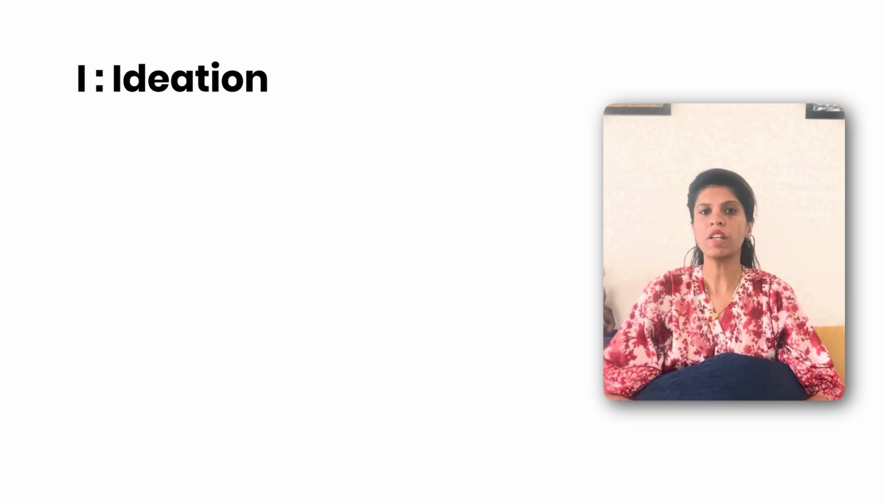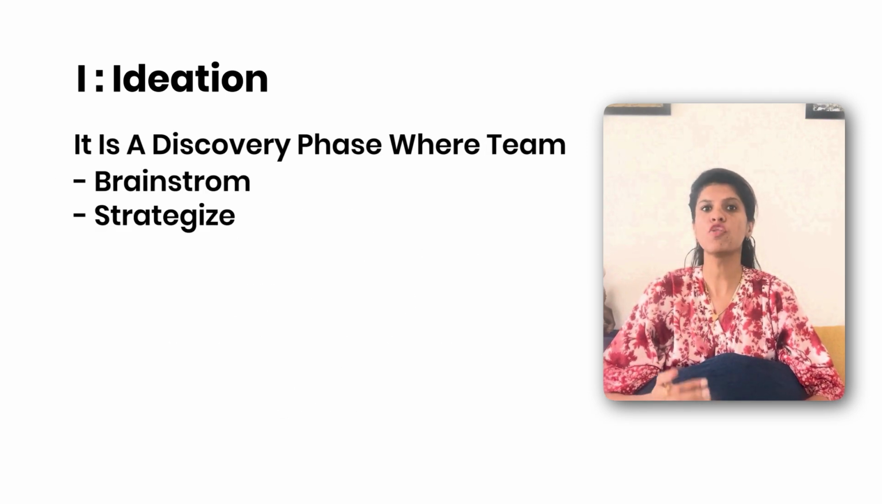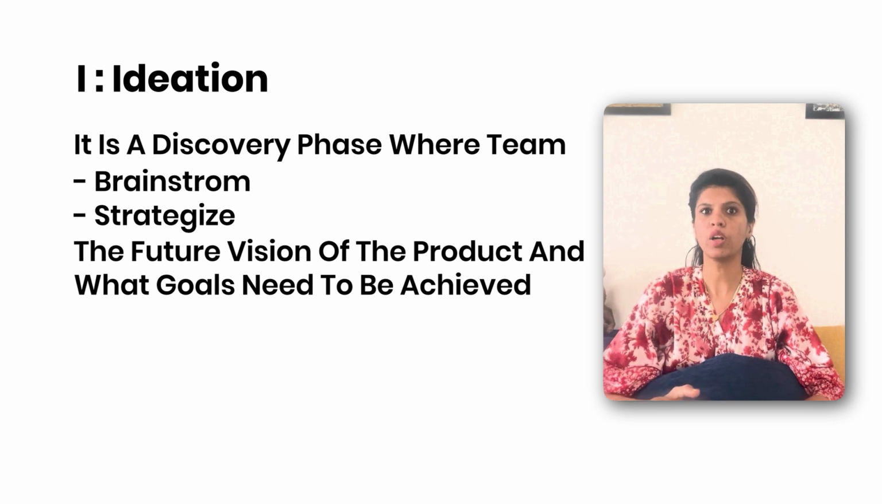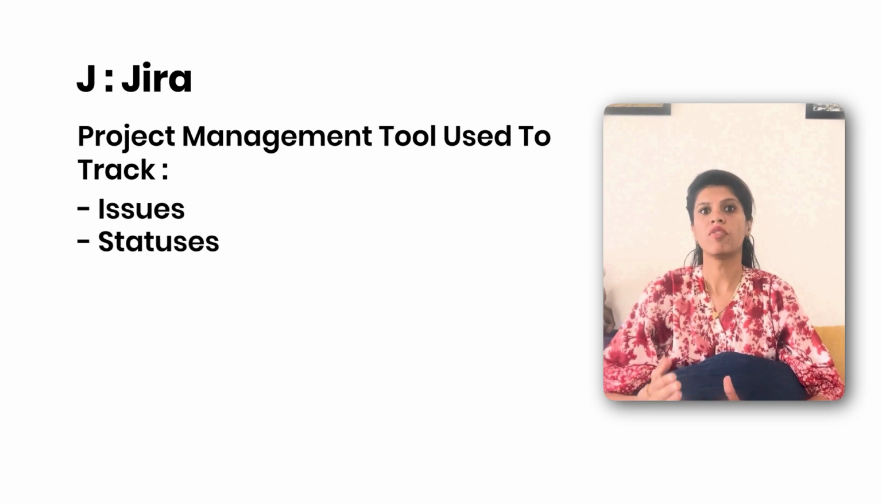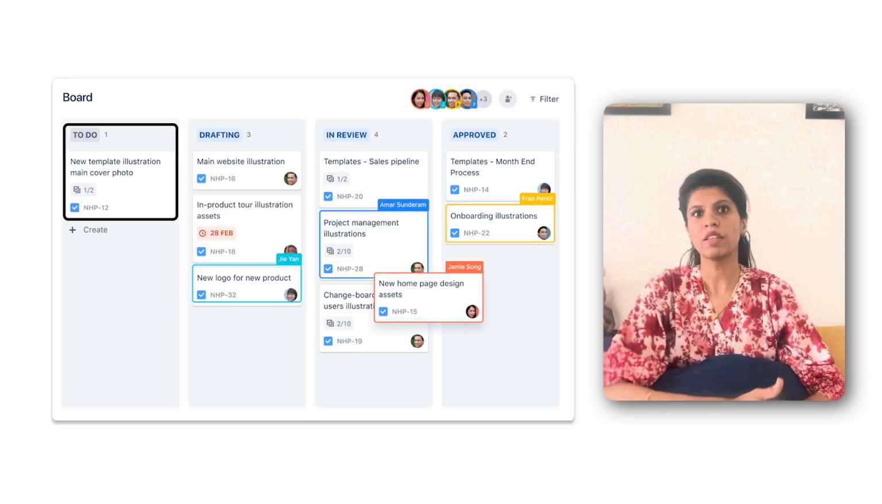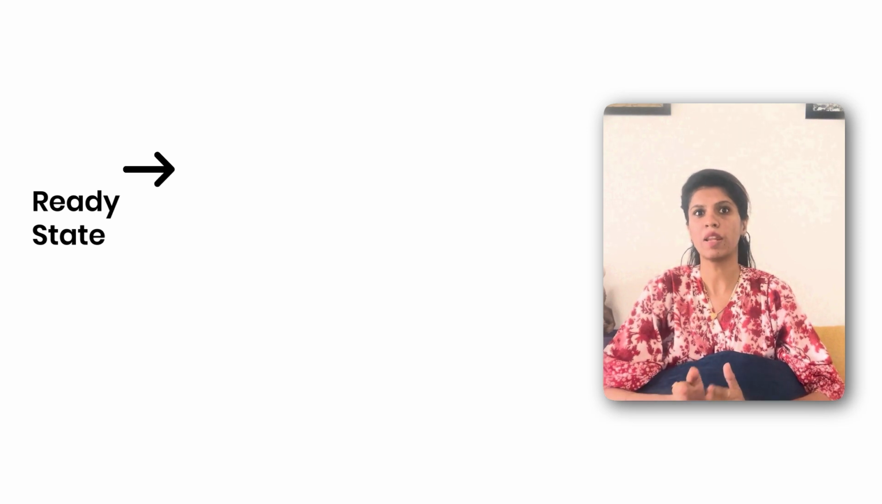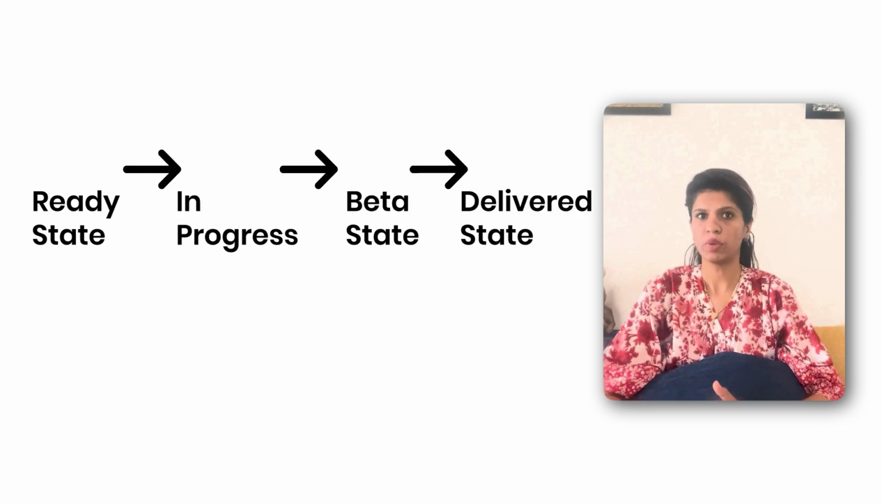Ideation. Ideation is a discovery phase where the team brainstorms and strategizes the future vision of the product and what goals need to be achieved. JIRA. It's a project management tool used to track all the issues, their statuses and all the project in the same workflow. So we have a JIRA dashboard where let's say there's a task which is first in the ready state and then it moves to in progress, then to beta and then finally to the delivered state.